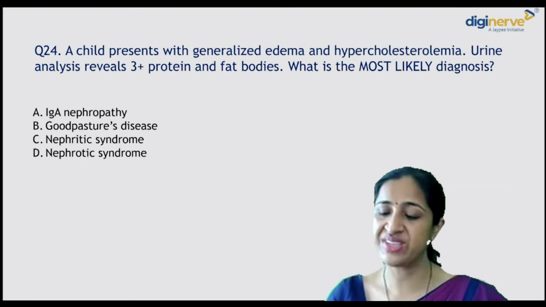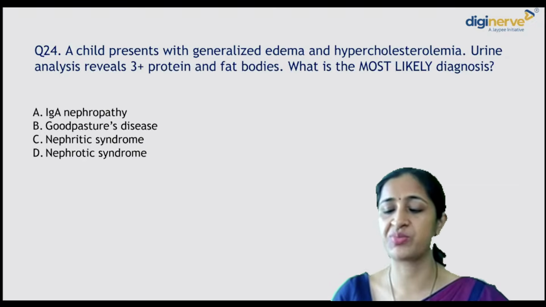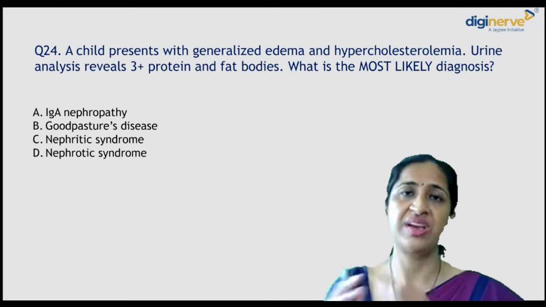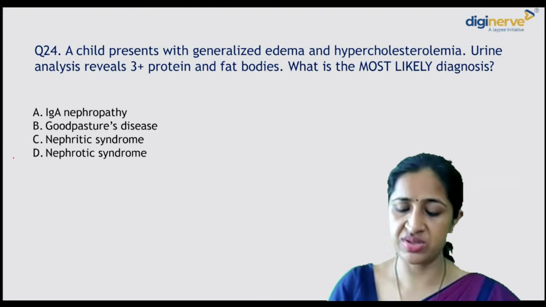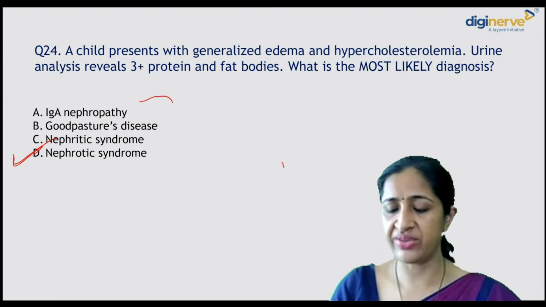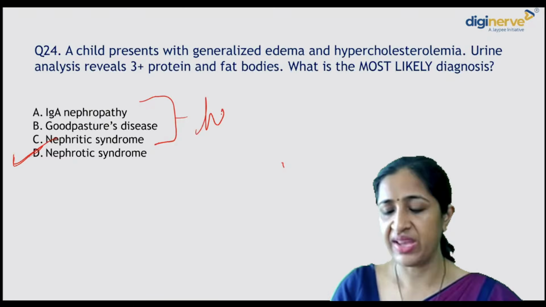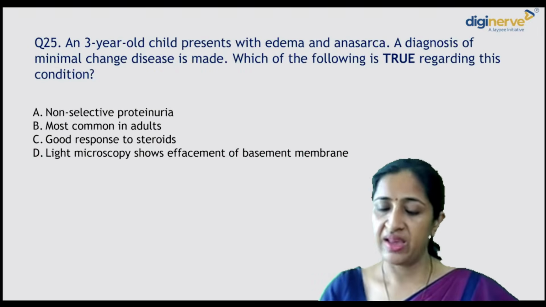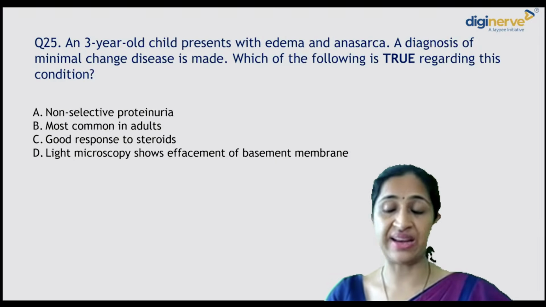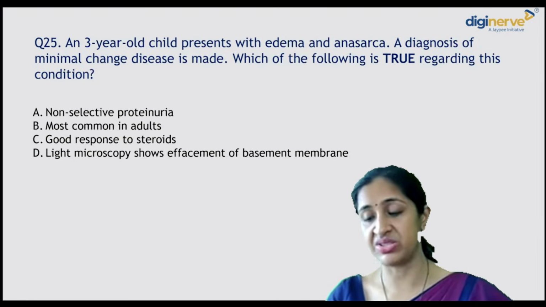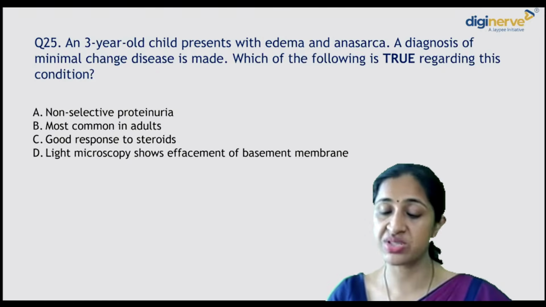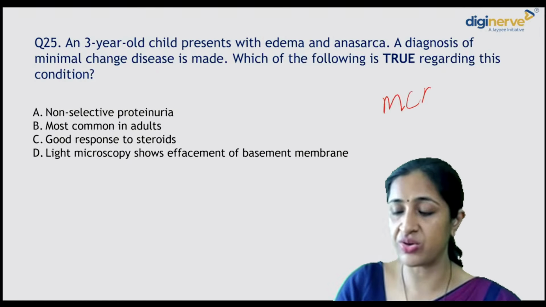A child presents with edema, hypercholesterolemia, 3+ protein and fat bodies in the urine. Open book. What's the diagnosis? Nephrotic syndrome. IgA nephropathy is a good picture, but all should have hematuria. A 3-year-old child presents with edema, anasarca. Diagnosis of minimal change. So, we have comfort to diagnose minimal change nephrotic syndrome.